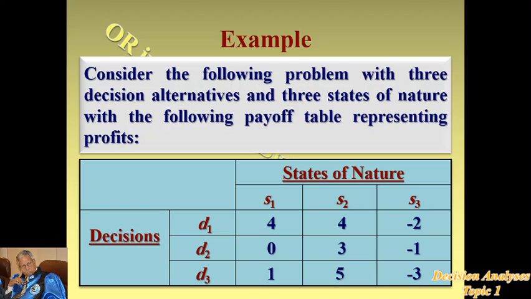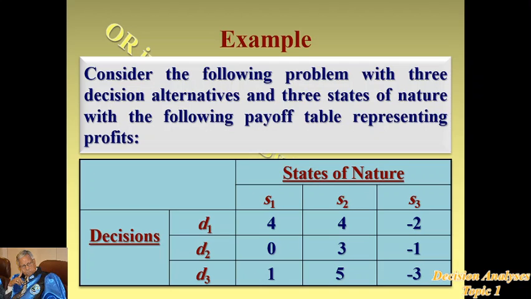So what will be the regret for this column? 4 minus 4 equals 0. 4 minus 0 equals 4. 4 minus 1 equals 3. Don't forget: 0, 4, 3. Second column. What is the largest value? 5. 5 minus 4 is 1. 5 minus 3 is 2. 5 minus 5 is 0. So 1, 2, 0.